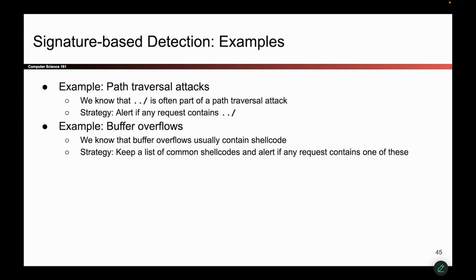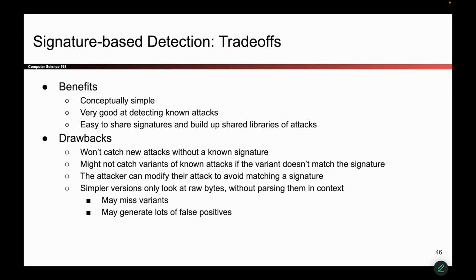Or if you think about buffer overflows, we know that usually attackers will try to input their own shellcode. For example, in the first project, you would have some garbage bytes and then an address and then shellcode. So maybe our strategy is to keep a list of common shellcodes that people use. For example, the one from our project, that's a pretty common piece of shellcode. And if you see a request that contains one of those common shellcodes, then you alert. So those are some examples.